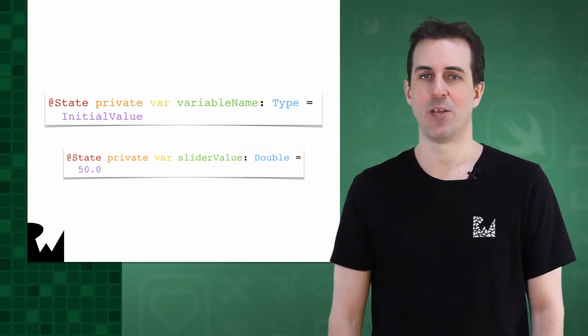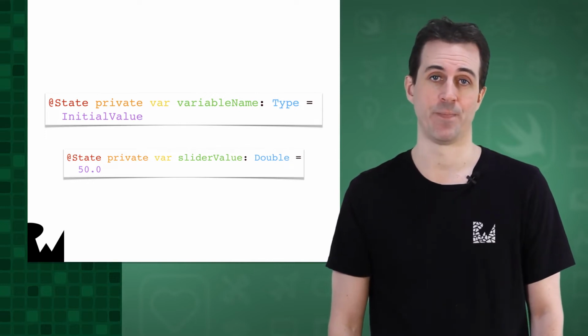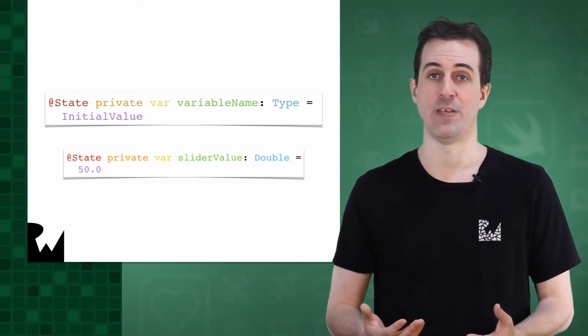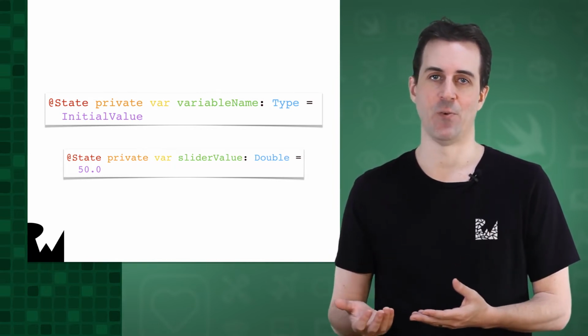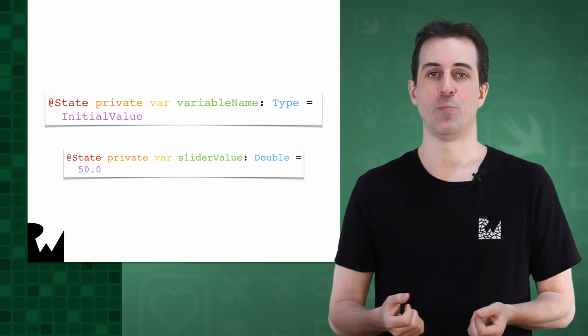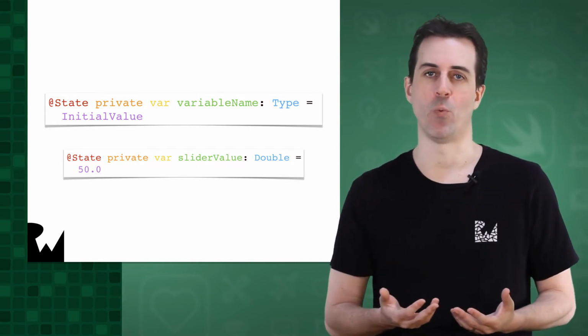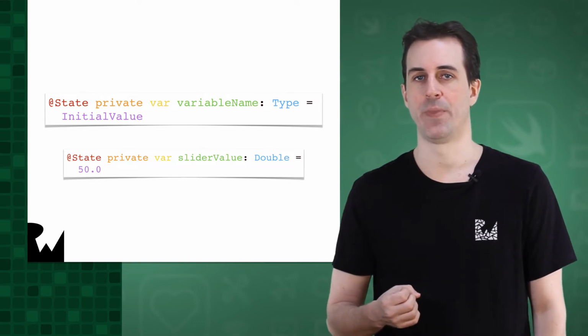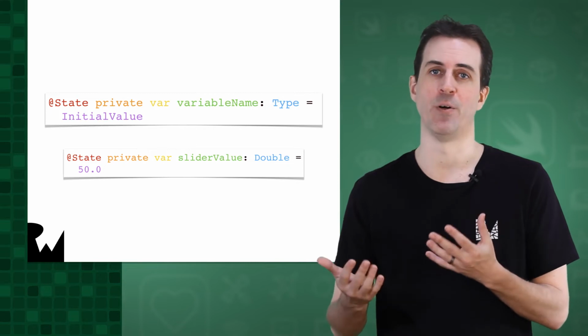For example, here's the line of code we just wrote to create a variable to store the slider's value. This variable stores part of the app state, so we mark it with @State, and it's named sliderValue. The type is Double, which means we can store Double values, that is decimal values like 3.1415, into this variable. We could not store a String value into this variable because we marked it as Double, not String.